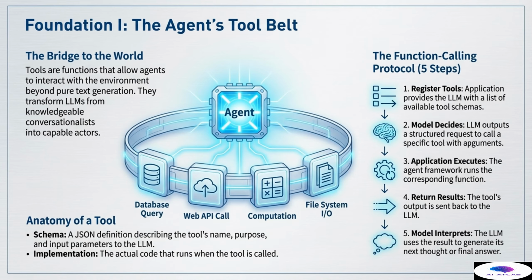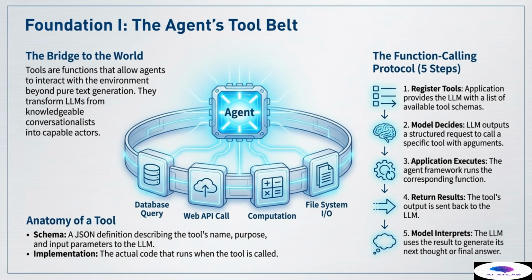Now that we have covered the two main architectures, let us look at the fundamental components they both rely on, starting with Foundation I, the agent's tool belt. Tools are the bridge to the world. They are functions that allow agents to interact with the environment far beyond mere text generation. They transform large language models from merely knowledgeable conversationalists into capable actors that can query databases, call external web APIs, perform complex computation, and manage persistent data on the file system.